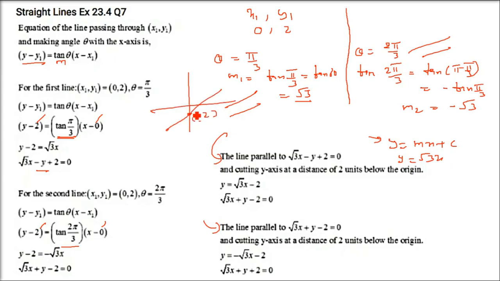Now let us come to the y-intercept, which is given as minus 2. So c is actually minus 2, and we are going to put minus 2 here. Same thing here, only in place of root 3 we are going to put minus root 3. c will remain the same, minus 2. So y equals minus root 3 x minus 2 is going to come. Rearrange if you want to.